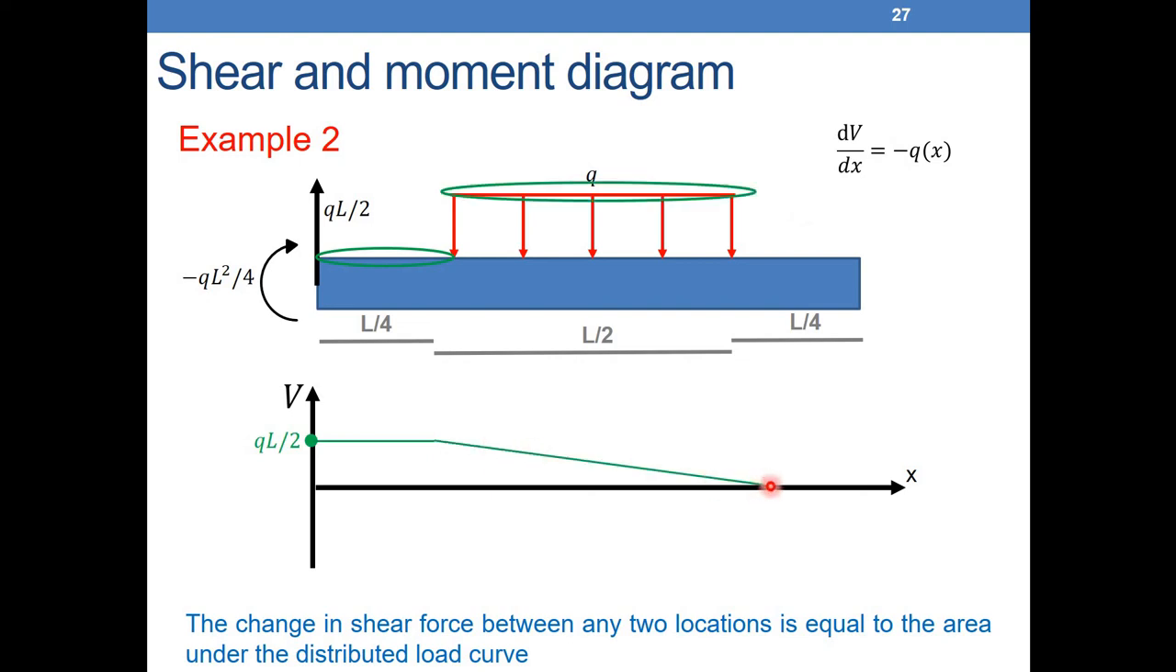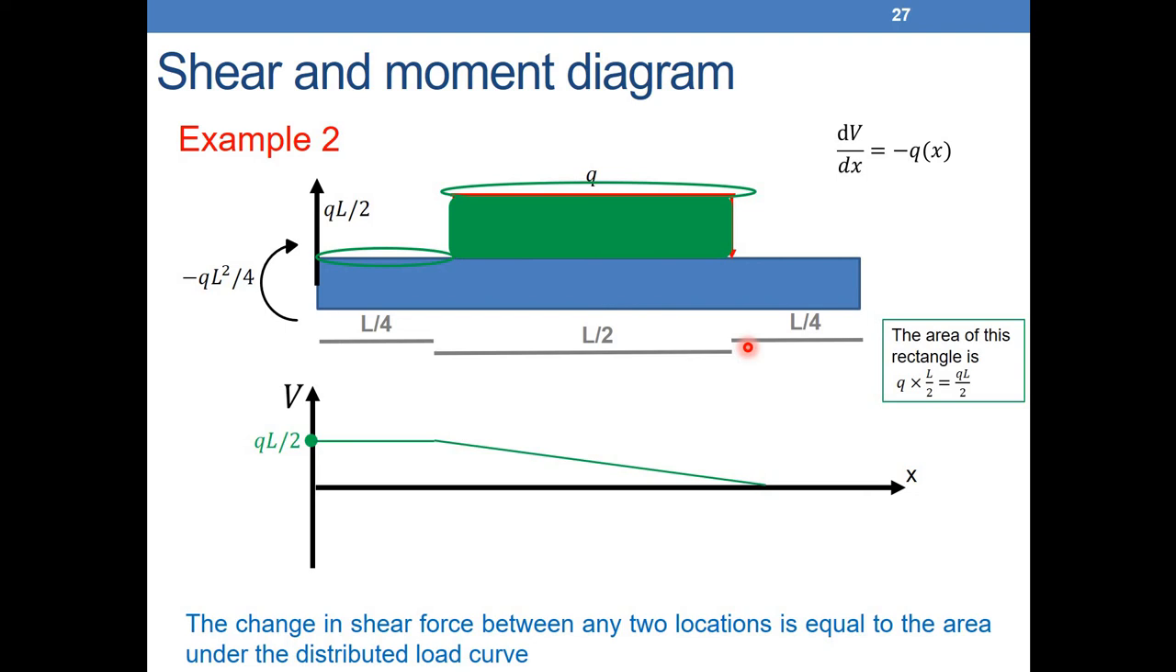How can I find this value here? I know that the value here was QL over 2. Now I need to find the change between this point and this point, which is equal to the area under the distributed load. That is the area of this rectangle, Q times the distance, so Q times L over 2, which is QL over 2. I have already QL over 2, so I go down by QL over 2 and reach 0 here. After that, I don't have any distributed load, so I continue as a constant equal to 0. So now we have found the shear force diagram.